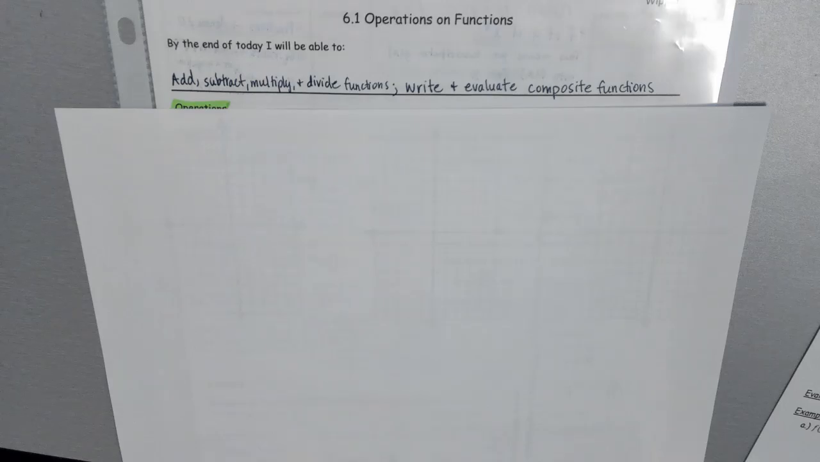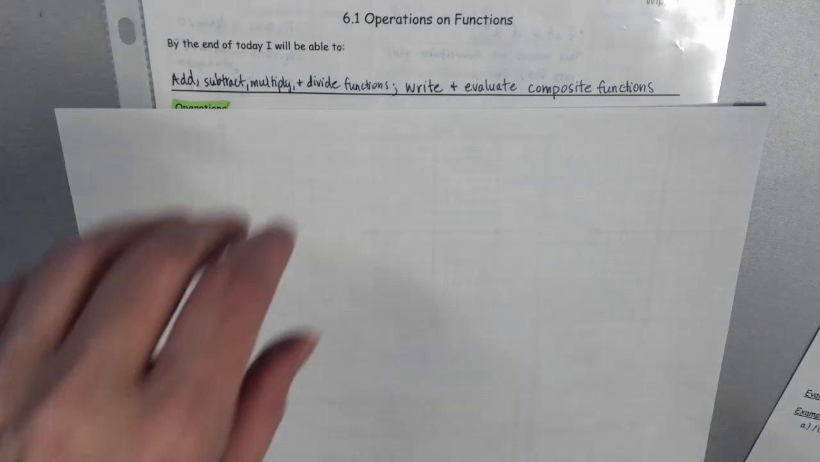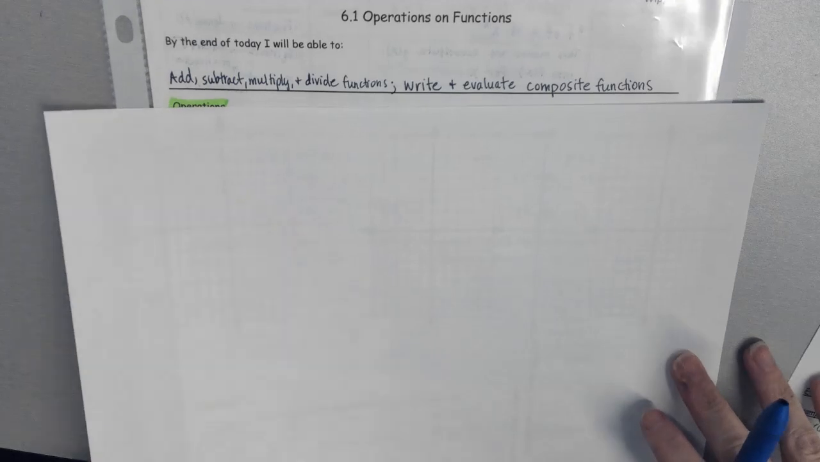Okay, so today we're going to do 6-1, and the operations on functions that we're going to perform today are adding, subtracting, multiplying, and dividing. There's just going to be a new notation, and then we're going to write and evaluate what are called composite functions. So that's going to be a new notation for you, and we'll go over that together. So we're going to start with the operations.